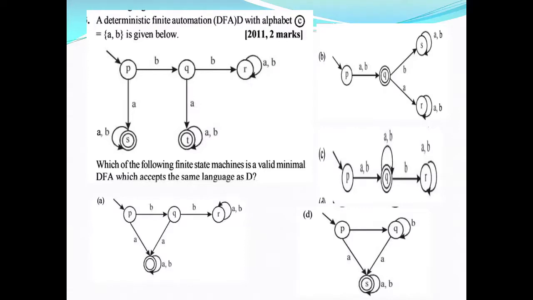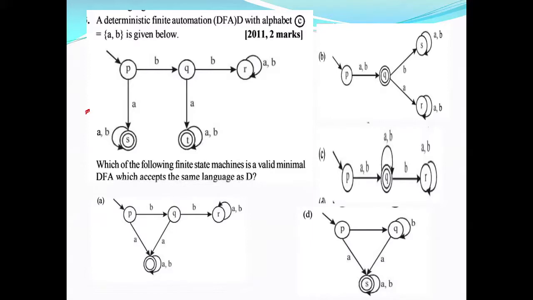The next question. A deterministic finite automaton DFA D with alphabet A comma B is given below. So this is given for us. Now, which one of the following finite state machines is a valid minimal DFA? So a DFA is given and we want a minimal DFA. What is the minimal DFA? Now look at this diagram.